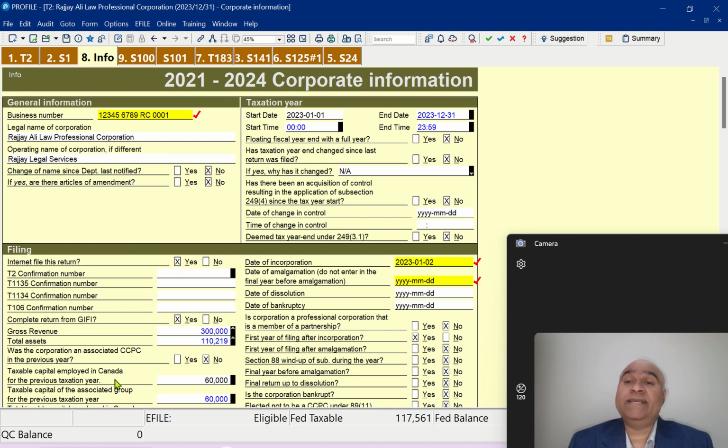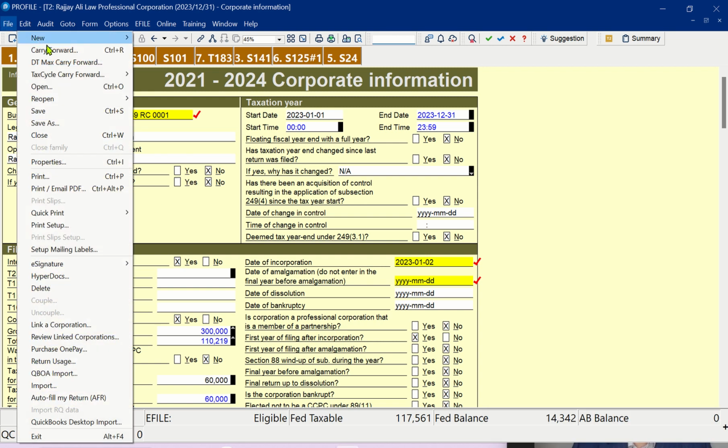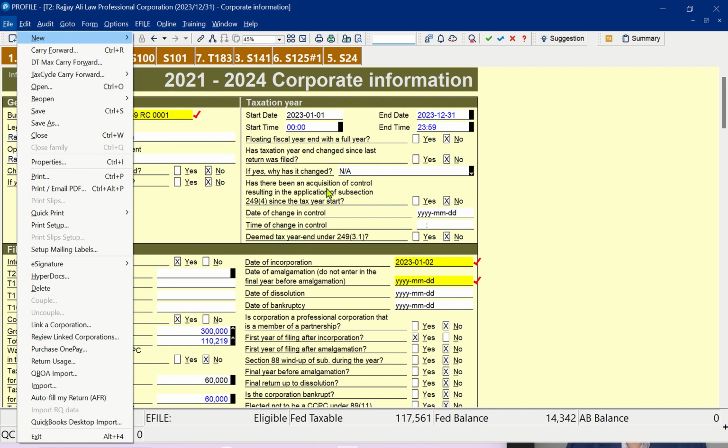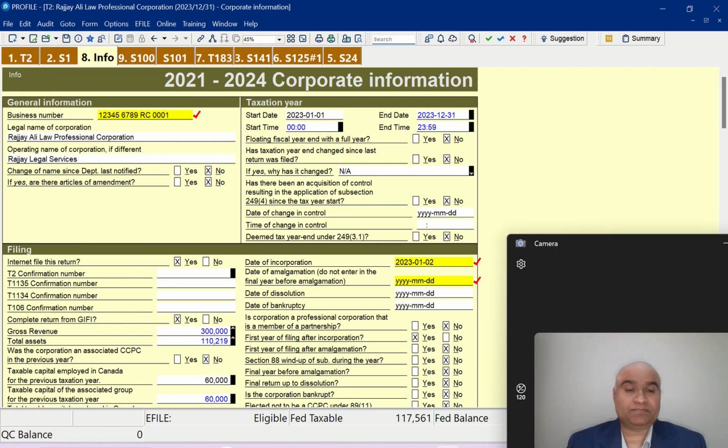So this is a T2. This is what a T2 looks like. If you go to File, click on New, and then click on T2, it is going to ask you for a fiscal year end. I'm not going to click on that, but it's going to show you that.